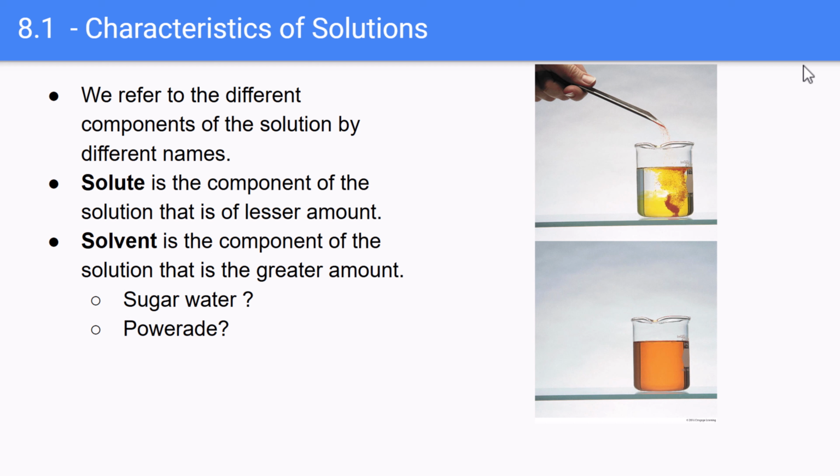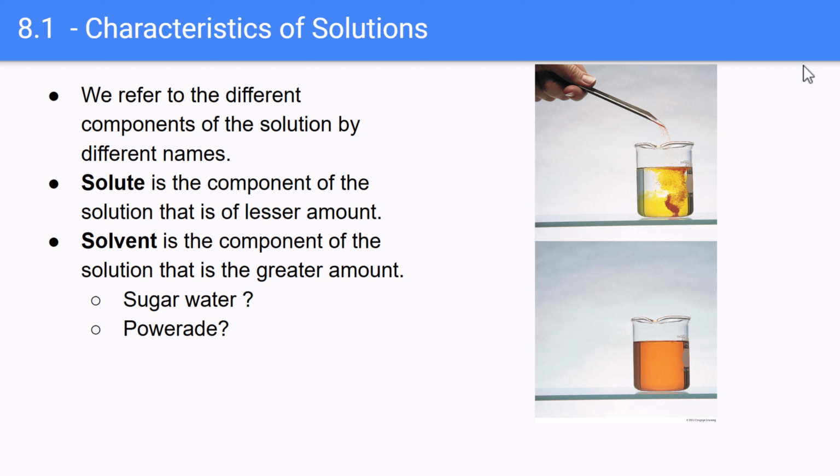Now, we refer to the different components of solutions by different names. The solute is the component of the solution that is of lesser amount. Quite often, this is going to be a solid. So I'll go back to the salt water example. We take our salt, that's going to be our solute. Typically, it's a lesser amount. And then our solvent is the component that is of the greater amount, and most often this is going to be water. In some instances, depending upon the polarity of the substance you're trying to dissolve, it could be something like hexane or octane, again, depending upon what you're trying to mix together.